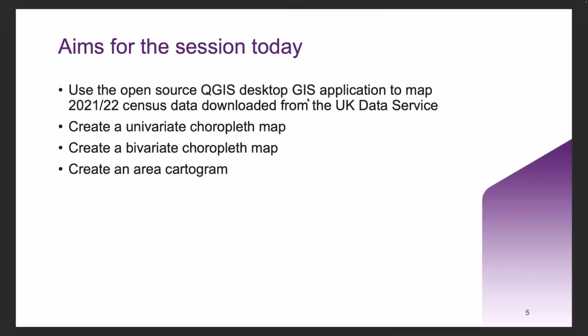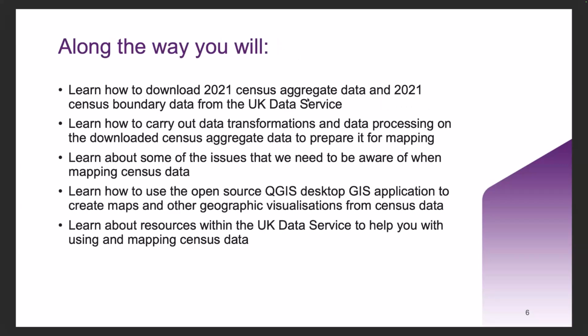So the aims for the session today are, we're going to use the QGIS desktop GIS application to map census data downloaded from the UK Data Service. There's three specific aims. We're going to create different types of mapping: a univariate choropleth map, a bivariate choropleth map, and an area cartogram. This is a journey, so the objectives are to create those different types of visualization.